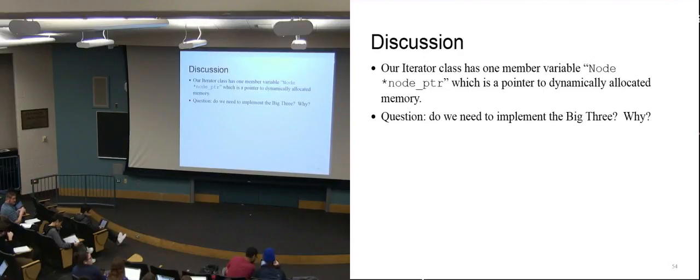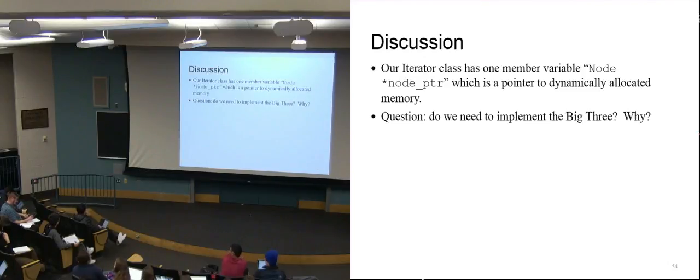So let's think this through together. Let's think back to our list. List had a member variable that was a pointer, right? And that pointer pointed to dynamic memory, right? And the iterators got a member variable, it's a pointer, yeah. And that pointer variable points to dynamically allocated memory, right? So it needs a destructor.